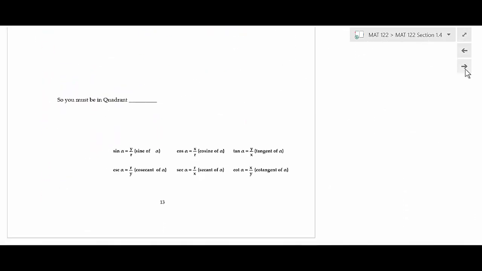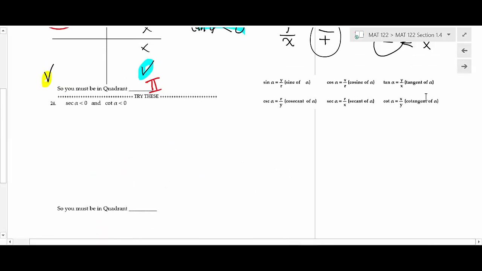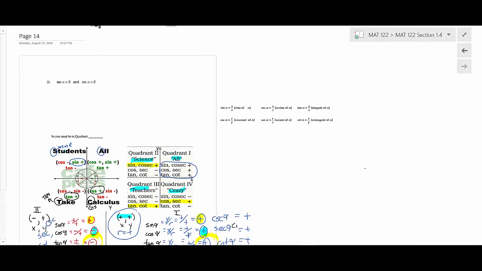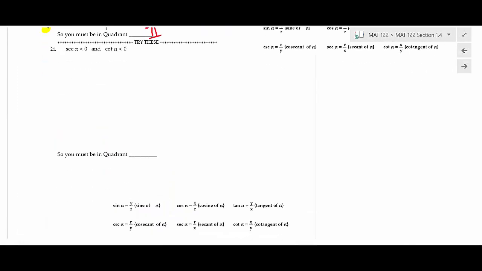We've got one last thing to do to finish up. I'm going to have you do the next two problems. This one's okay, but I'm going to change 24 because I think it's the same problem. I'm kind of sloppy about doing that. So on 25, let me change this to sine alpha is positive and cosine alpha is negative. I'll let you do those, and then that'll wrap up the section.